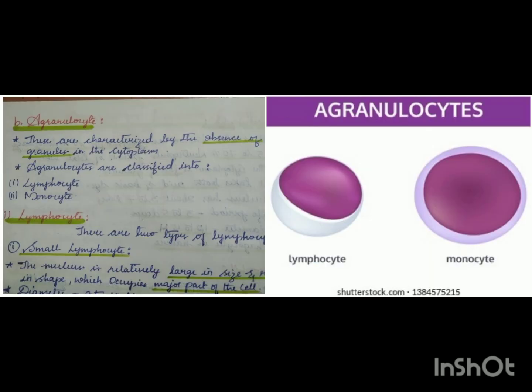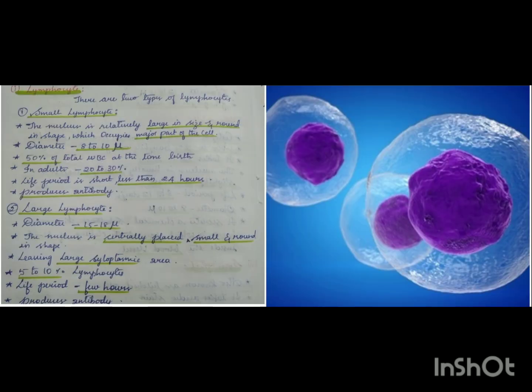Next, agranulocytes. Agranulocytes are the other type of WBC. It is characterized by the absence of granules in the cytoplasm. Agranulocytes are also classified into lymphocyte and monocyte. Lymphocyte is a type of WBC and it is an agranulocyte. There are two types of lymphocyte. One is small lymphocyte and other is large lymphocyte.